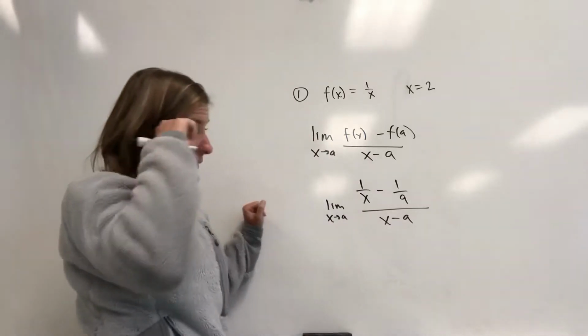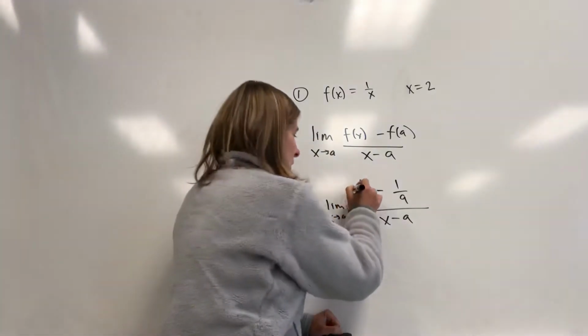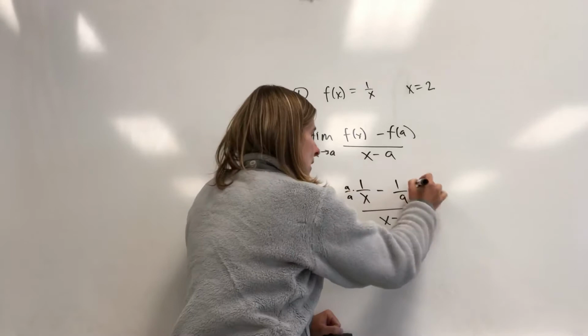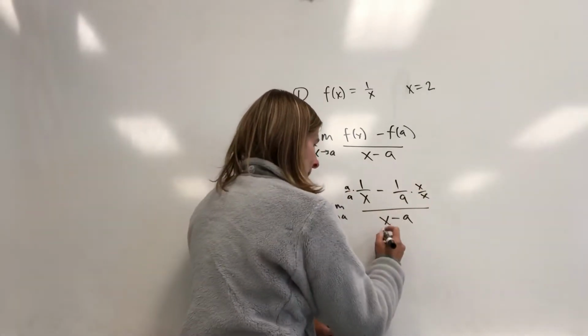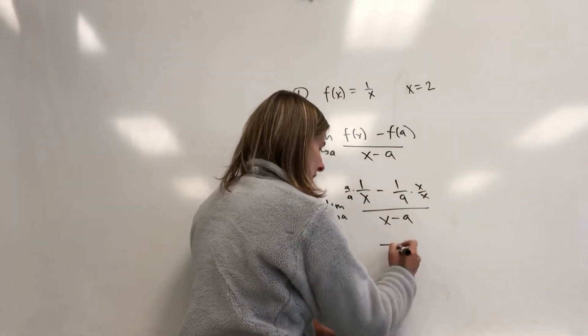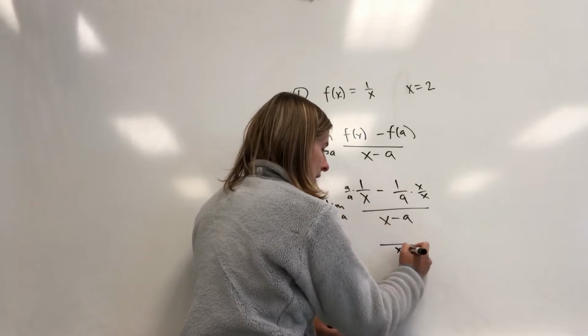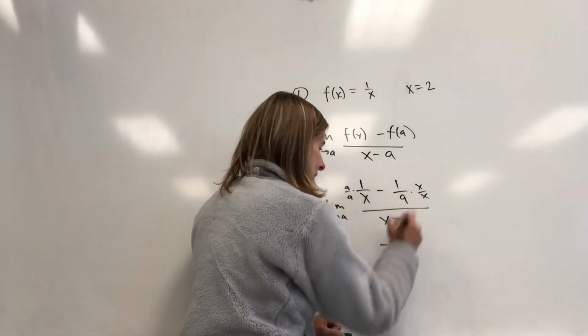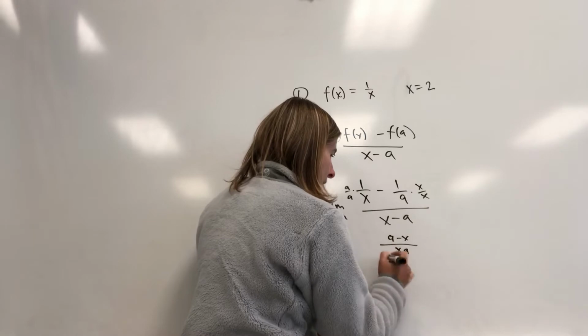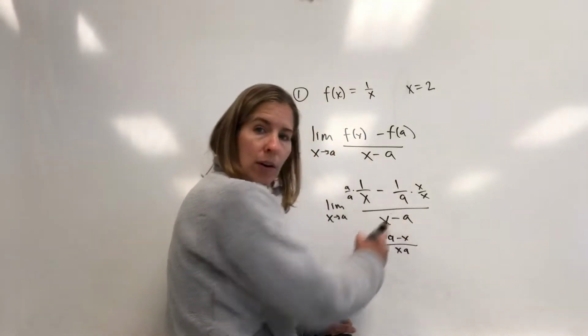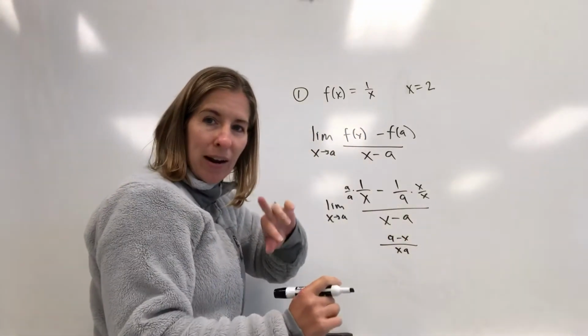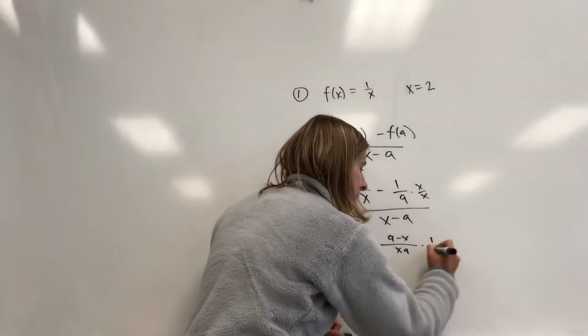So once again here, you're going to find a common denominator. So I'm going to multiply by a over a and x over x. And then in my denominator, my common denominator is x times a, and I have a minus x. And that's all over x minus a. But instead of dividing, I'm just going to flip and multiply now.